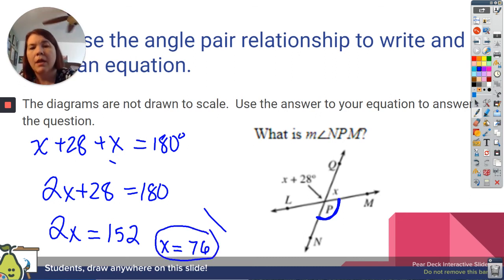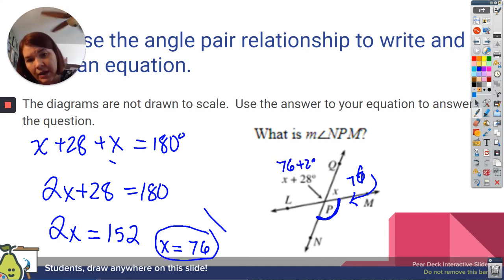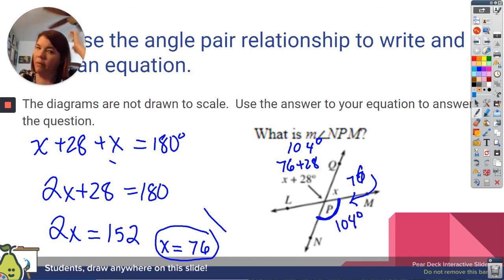Now I can find this is 76, and so I could use that to find it by subtracting from 180, or I can plug in here 76 plus 28, which is 104. And so this one has to be 104 because of vertical angles. It's up to me how I want to handle that, but that's what I'm going to do, 104, vertical angles. All right.